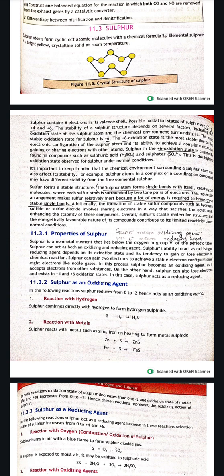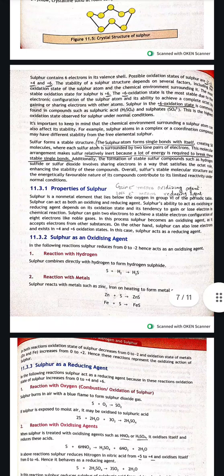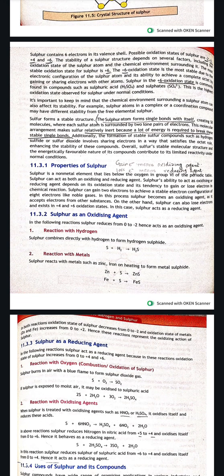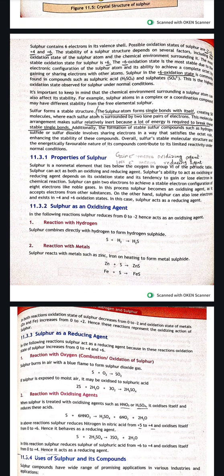So the most common oxidation state of sulfur is +6. This is the highest oxidation state observed for sulfur under normal conditions. It is important to keep in mind that the chemical environment surrounding a sulfur atom can also affect its stability. For example, sulfur atoms in a complex or coordination compound may have different stability from the free elemental sulfur. Sulfur forms a stable structure.